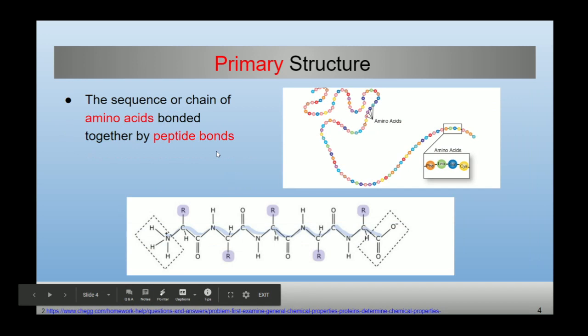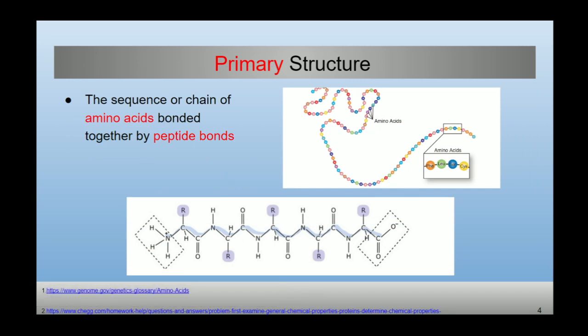We'll talk about that. So when we talk about structure of proteins, we've got 4 structures. It's important to memorize these. That's why their text is in red, because they're really important to know. So the first structure that we're going to talk about is the primary structure. And the primary structure is the sequence or chain of amino acids bonded together by peptide bonds.